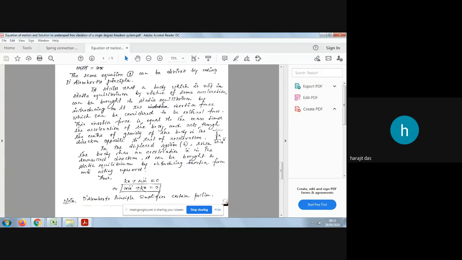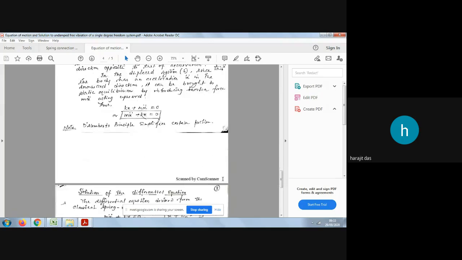Okay, actually this D'Alembert's principle sometimes simplifies some of the problems. When you use Newton's second law of motion, then the equation may be somewhat lengthy. So sometimes we will be using D'Alembert's principle to solve problems directly. Okay, so now this is a second order differential equation, and we are going to solve this differential equation because we need the solution.